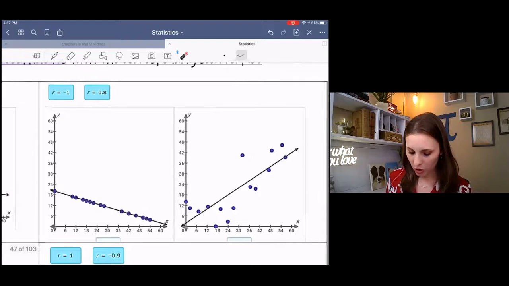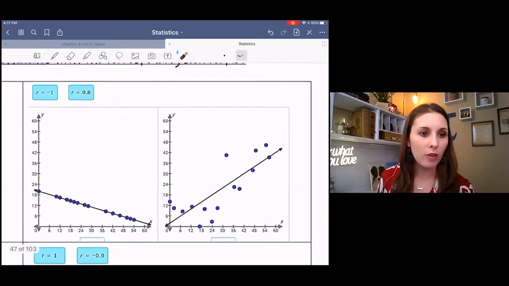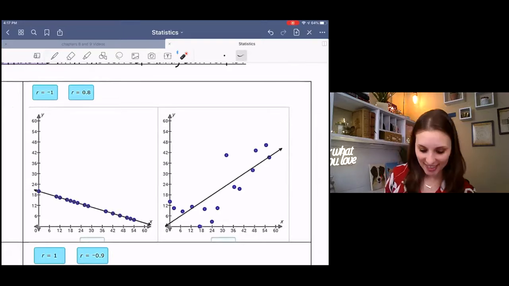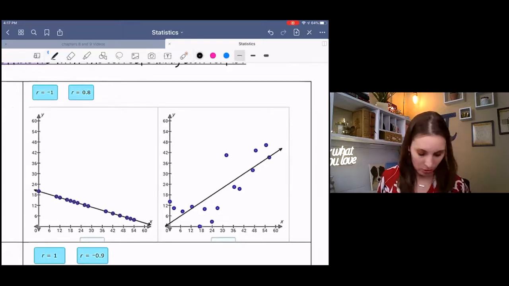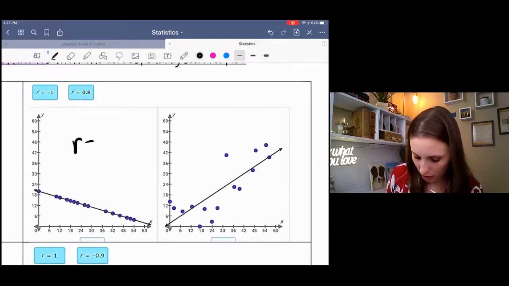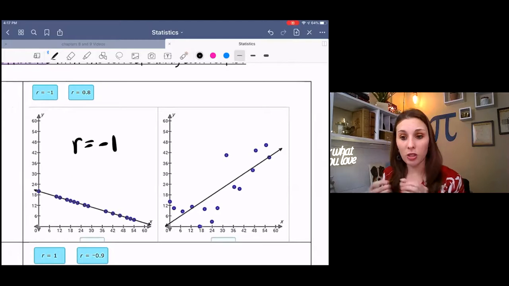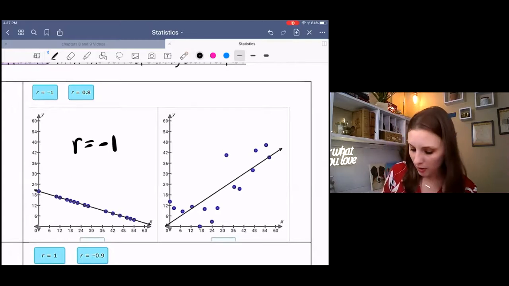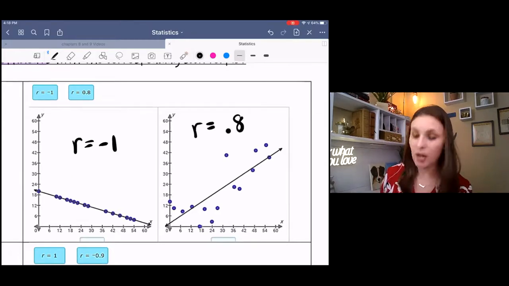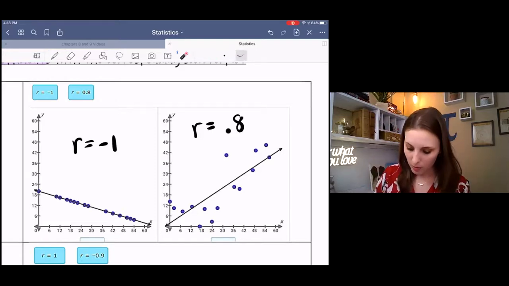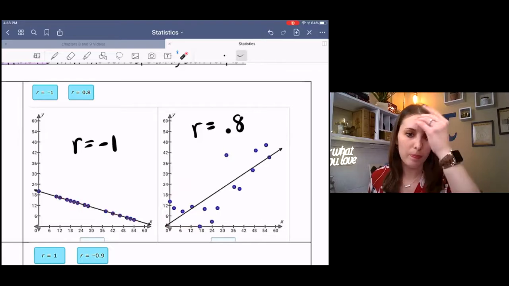So in the next one, go ahead and try it. You're matching an R value of -1 and an R value of positive 0.8. So which one do you think goes with which? This one would be a relationship of -1 because it is falling and the dots are really close together. And this one is 0.8 because it's positive and the dots are pretty close together, but not like this. This is a strong relationship.